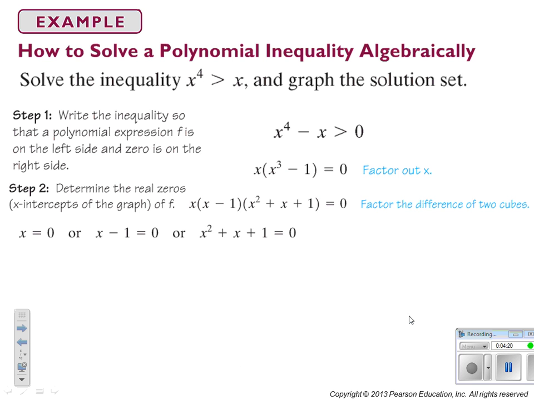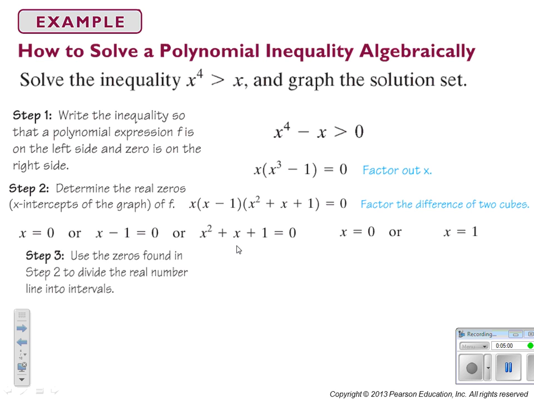Once we have that, we know x equals 0, or x minus 1 equals 0, or x squared plus x plus 1 equals 0 are the zeros of our function. But if you look here, this quadratic does not cross the x-axis. It's a positive, sunny side up parabola that has a y-intercept at 1, so it is never going to have a zero. So the zeros of this polynomial are 0 and 1.